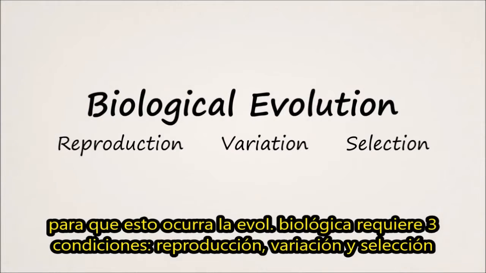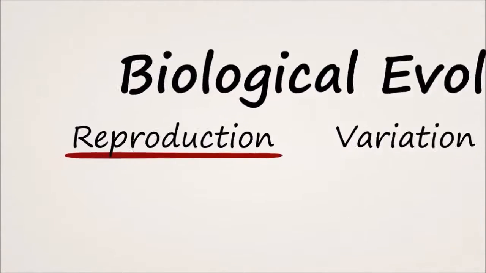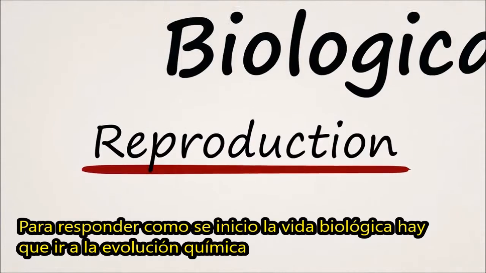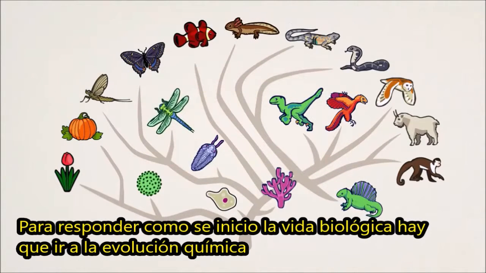For this to happen, biological evolution typically requires three conditions: reproduction, variation, and selection. The question: how did reproduction first evolve? To try and solve this mystery, many scientists are looking into chemical evolution.